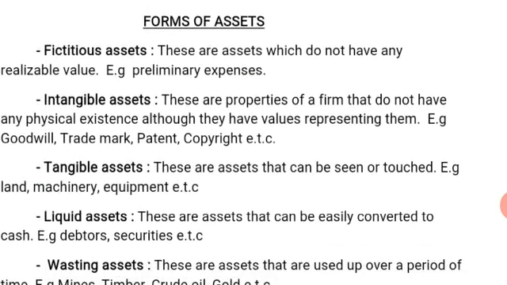Forms of assets of a business organization. We have fictitious assets. These are assets which do not have any realizable value. A good example of fictitious assets is the preliminary expenses. Preliminary expenses are the expenses incurred while incorporating a company, and it is just a fictitious asset because it has no realizable value.